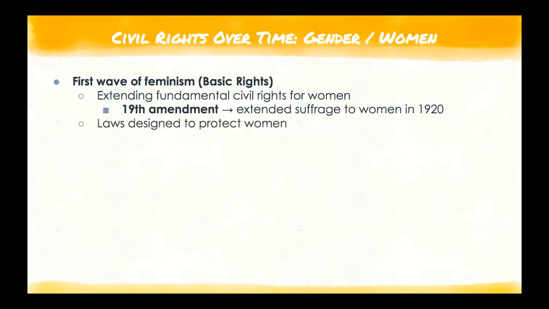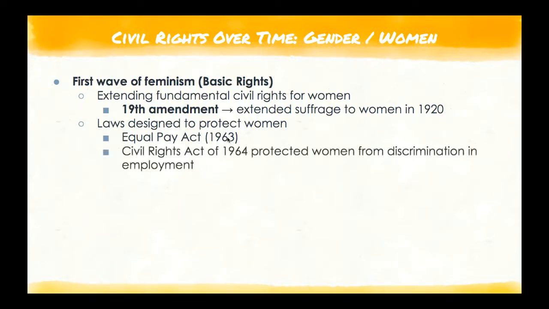And during the first wave, we also see laws designed to protect women. So for example, the Equal Pay Act of 1963, trying to minimize the wage gap between men and women. And that Civil Rights Act of 1964 that we talked about with people of color actually does protect women as well, because it protects all groups from discrimination in employment. So that actually protected women as well.